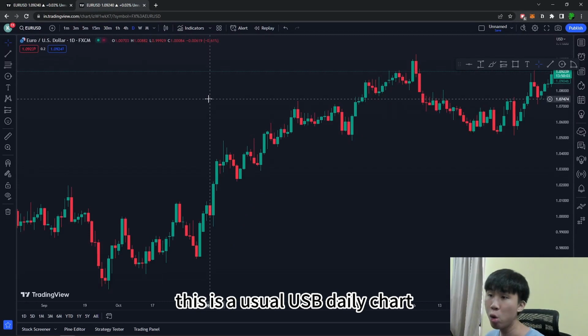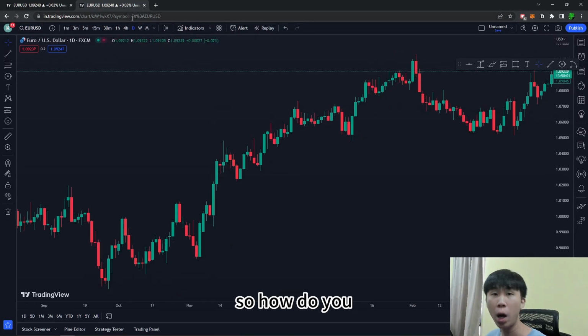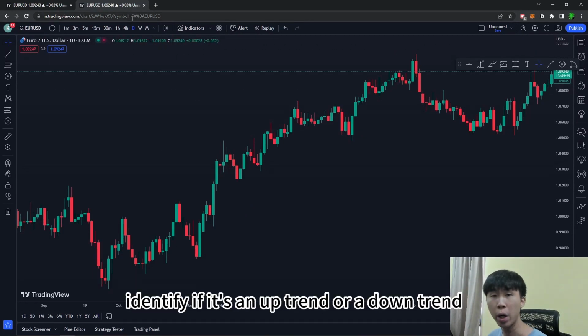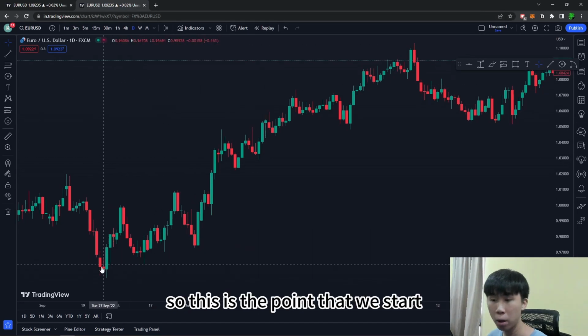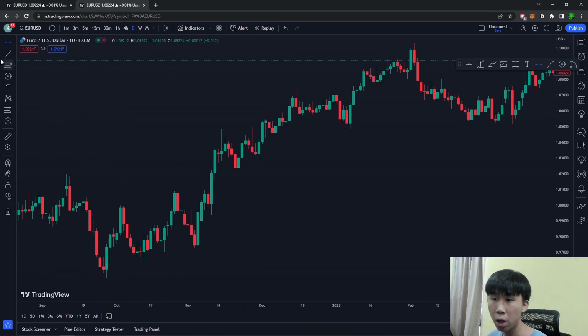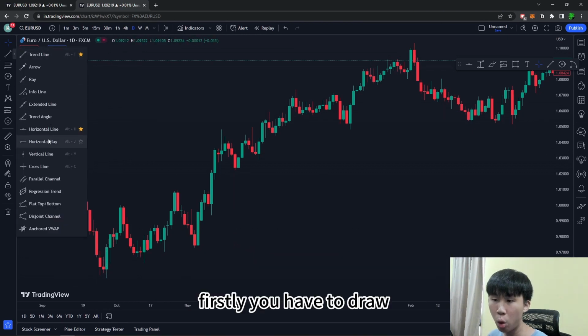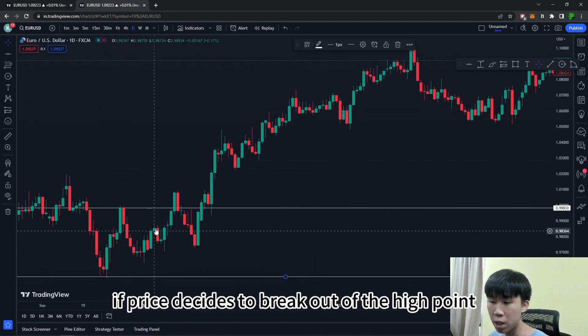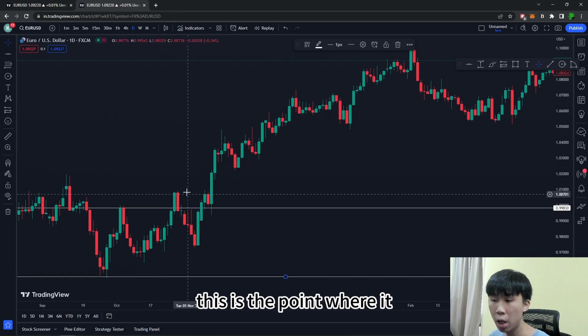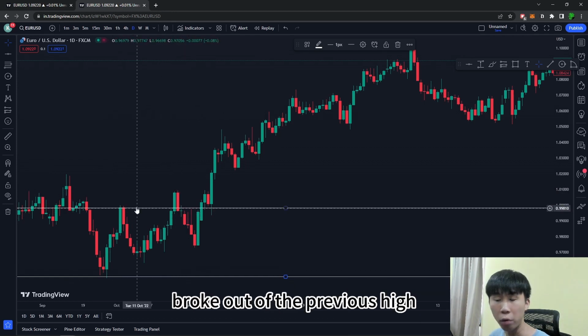This is a Euro USD daily chart. So how do you identify if it's an uptrend or a downtrend? Firstly, let's say we start from here. So this is the point that we start. Firstly, you have to draw a high point and a low point first. If price decides to break out of the high point over here, as you can see, this is the point where it broke out of the previous high.